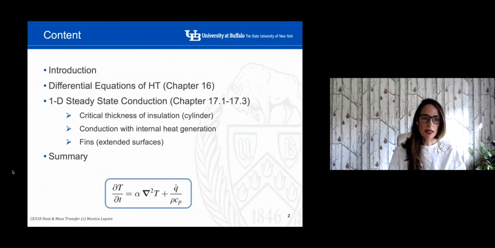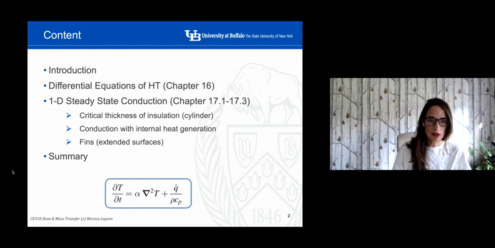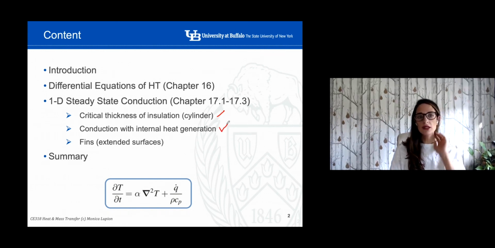If you remember, in the previous video I went over the differential equations for heat transfer, particularly in the case of conduction. We covered two particular situations. One is the concept of the critical thickness of insulation, and we applied that to the case of a cylinder. Then we also discussed how to solve the differential equation of heat transfer when there is heat generation.